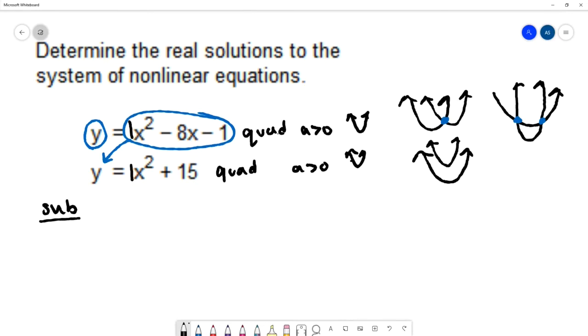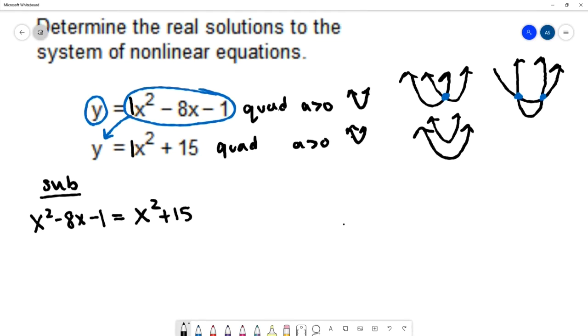So we already have it set up that we have a variable solved for. So y is solved for, and I can substitute this x squared minus 8x minus 1 into the other equation. That would give x squared minus 8x minus 1 equals x squared plus 15.